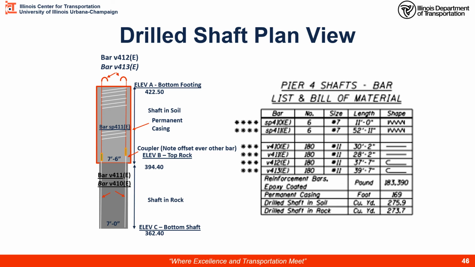Looking at a drilled shaft from the side would be something like this. Here we have the very top, which would be the level of the soil. And then we're drilling down through to rock. So we have a top of rock elevation, and then we have a little bit of drilling through rock to anchor the shaft in rock, and then the bottom elevation for that.